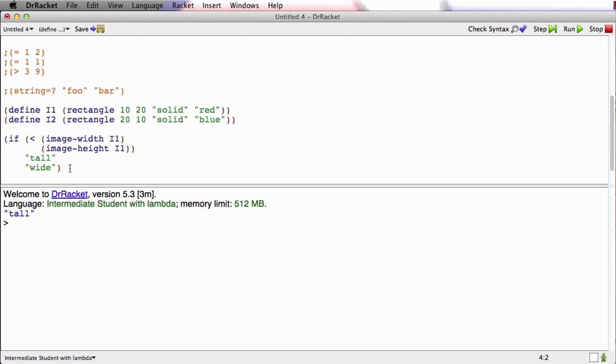But if I go ahead now and switch around, maybe I ask the question about I2 instead of I1. Well, I2's width is greater than its height, and in this case, if we evaluate the expression, it produces wide, and the true answer this time is highlighted in black. So you may be able to start to guess what that black highlighting means, but again, we'll talk about that later.